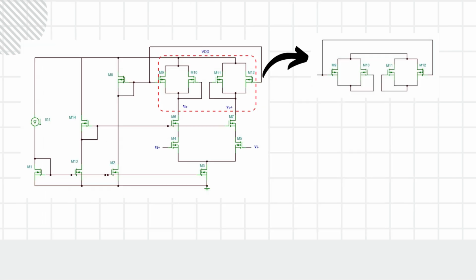In more detail, the cascode stage formed by M9 to M12 plays a critical role in boosting gain and improving output swing. The folded structure allows us to use NMOS inputs while still maintaining high gain by redirecting current through PMOS mirrors. This design also improves the common mode rejection ratio, or CMRR, which is an important metric in differential amplifiers.